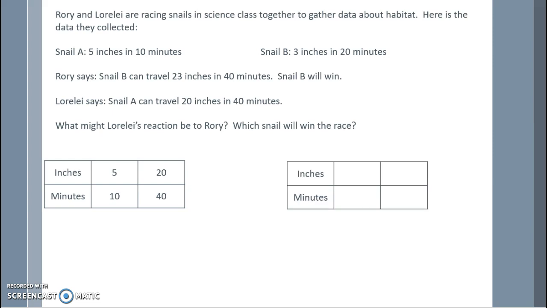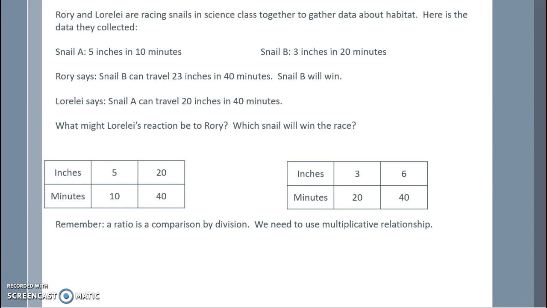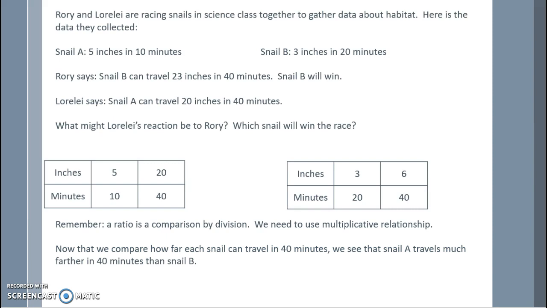Let's compare that to snail B. That snail can go 3 inches in 20 minutes, and we're also particularly interested in how far they can go in 40 minutes. So 20 times 2 is 40, and 3 times 2 is 6. Remember, a ratio is a comparison by division. We need to use their multiplicative relationships. When we compare how far each snail will travel in 40 minutes, we see that snail A travels much farther in 40 minutes than snail B. Therefore, snail A wins the race.